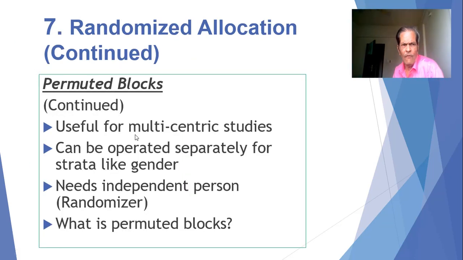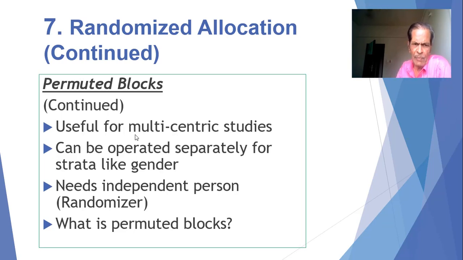Then there is the method of permuted blocks. The method which I will be describing now is called the method of permutation blocks. It is useful for multicentric studies, if the study is conducted at more than one center. It can be operated separately for strata like gender. You want an equal number of males in, say, study group and control group, and an equal number of females to go to study and control group. For that also, this method is very helpful.